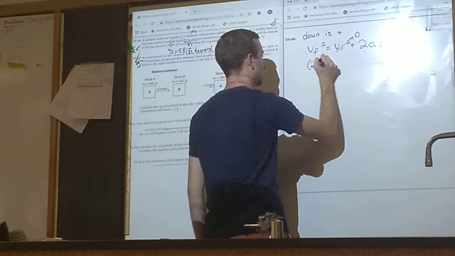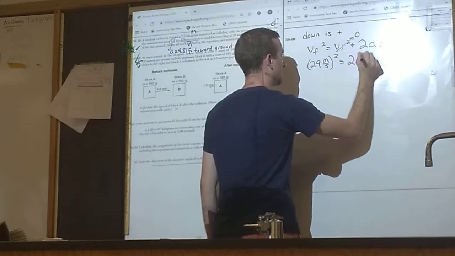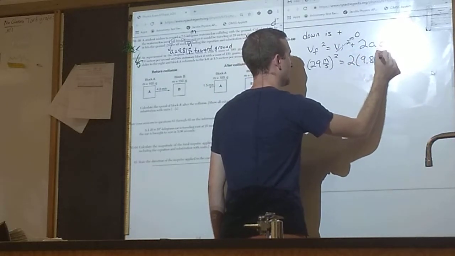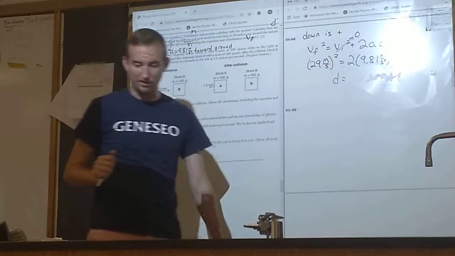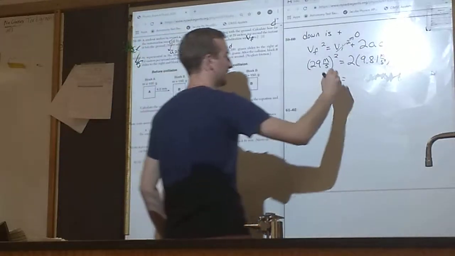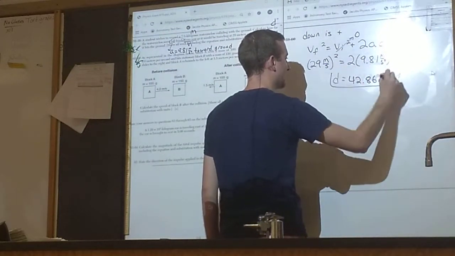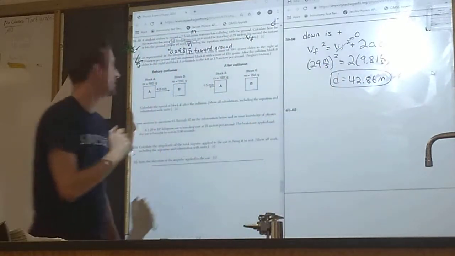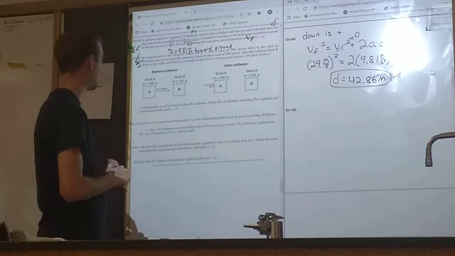Getting back to the problem, we know the initial velocity is 0. We know that 29 meters per second squared equals 2 times 9.81 meters per second squared times d. If we solve for the distance, we should come up with an answer of approximately 42.86 meters. This is how high the watermelon has to be in order for it to have that speed when it hits the ground. Okay?